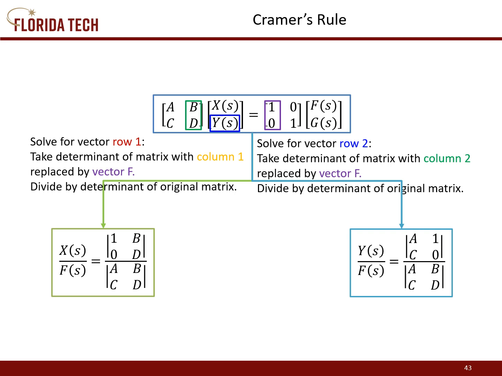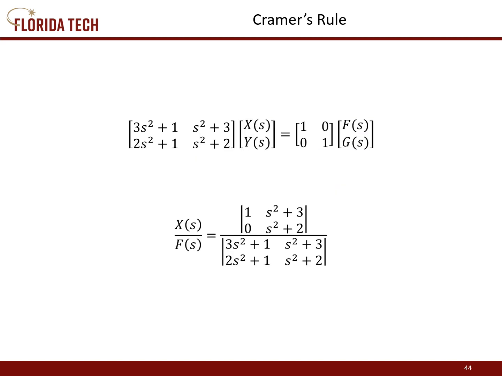We could also apply Cramer's Rule if we wanted x to g or y to g with slight variations of what you've seen here, but it's the same basic idea. So now let's walk through an example with actual numbers as opposed to just generic A, B, C, and D matrices. Now we've got actual polynomials in these matrices.